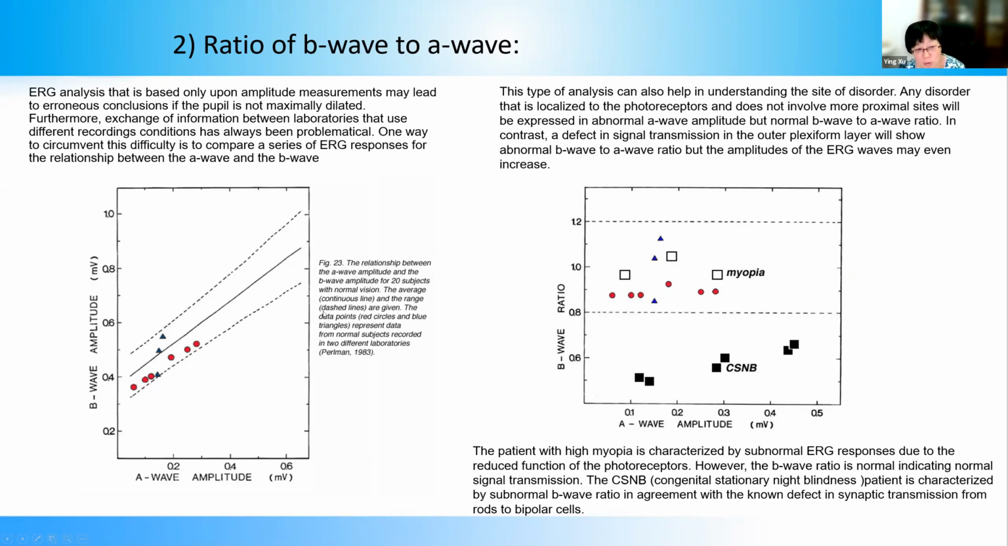The important result of calculating the B wave to A wave ratio is actually to identify the site of disorder. Because any disorder that localizes to photoreceptors and does not involve more proximal sites like the bipolar cells or ganglion cells will be expressed in abnormal A wave amplitude, but a normal B wave to A wave ratio.